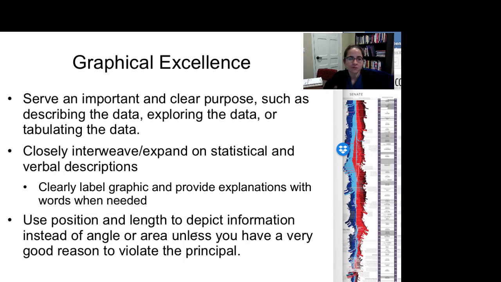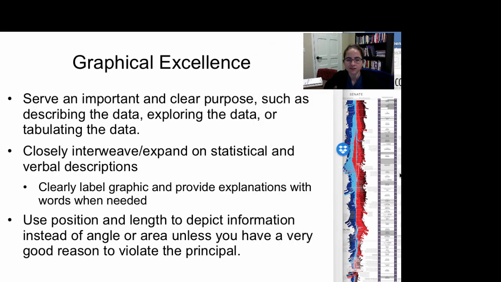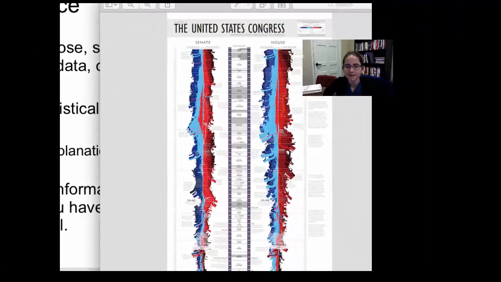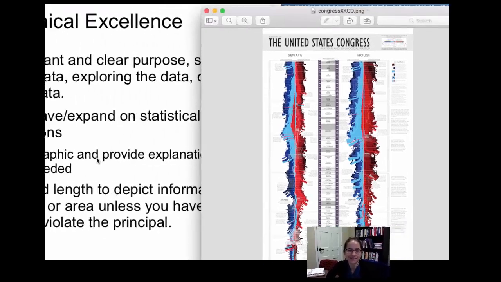You want to closely interweave and expand on statistical and verbal descriptions, so clearly label the graphic and provide explanations with words when needed. Another thing that this US Congress graphic does absolutely beautifully: you've got tons of text if you want to look at it. You don't have to, though. You can look at the picture and understand what's going on without seeing all the words. But it does incentivize you to go and dive into congressional history by looking at that graphic.